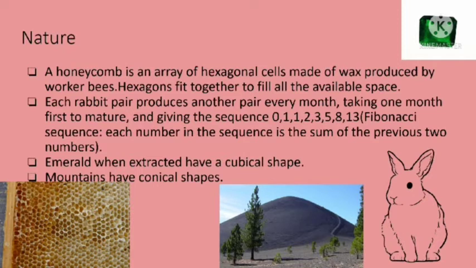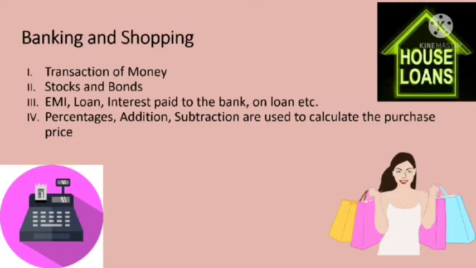Emeralds, when extracted, have a cubical shape. Mountains have conical shapes.